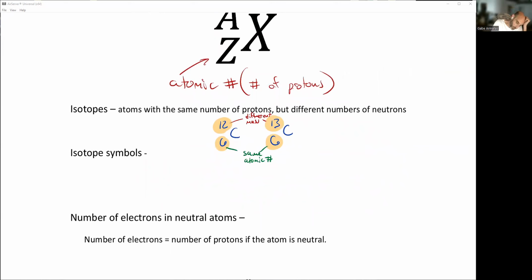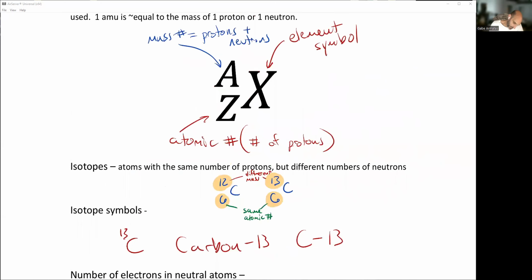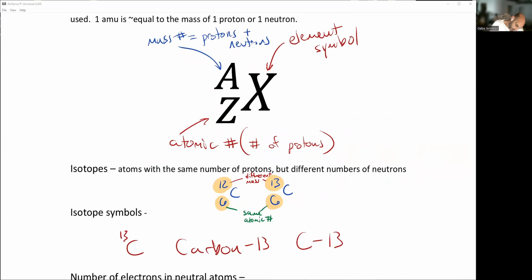There's a couple of ways that I can express this. I could say 13C, that's carbon 13. Or I could say carbon 13. Or I could say C13. All of those things are ways of expressing the elemental symbols or isotope symbols, right? It's me saying this is carbon with an atomic mass of 13.